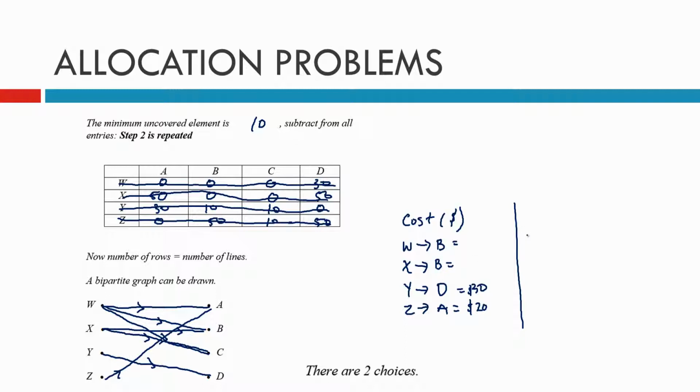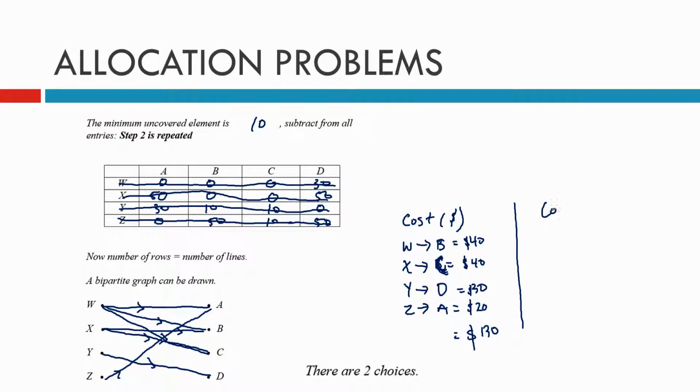So we'll have W going to B. We might as well leave that one to B, and we'll have the X going to C here. Now W to B is a cost of 40 and X to C is a cost of 40. A total that we get for these ones is 130.